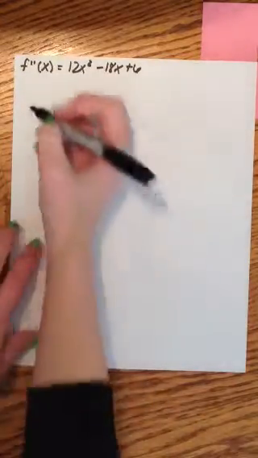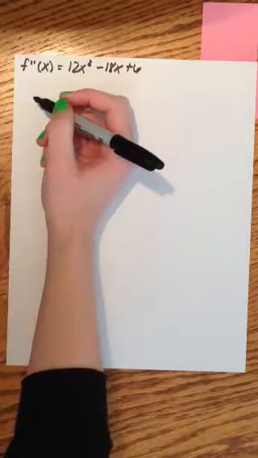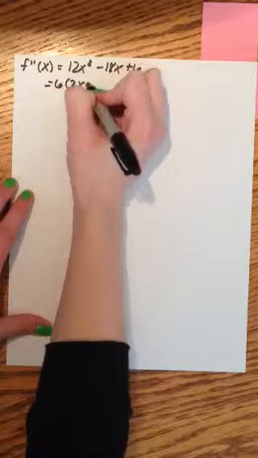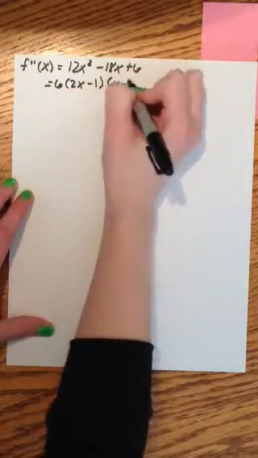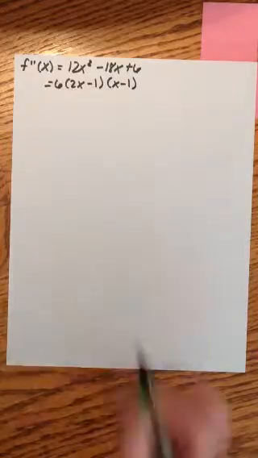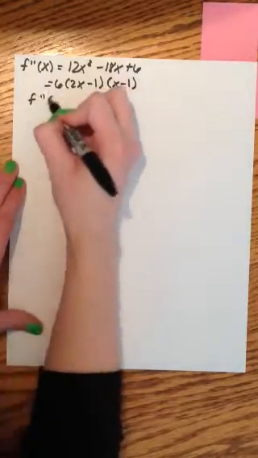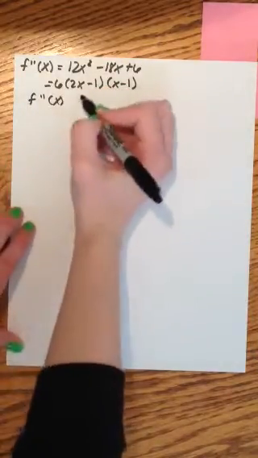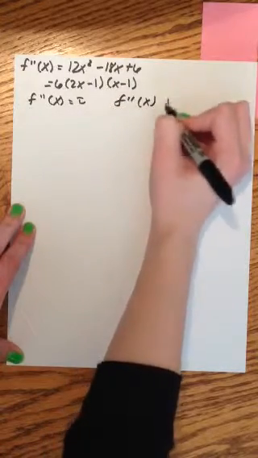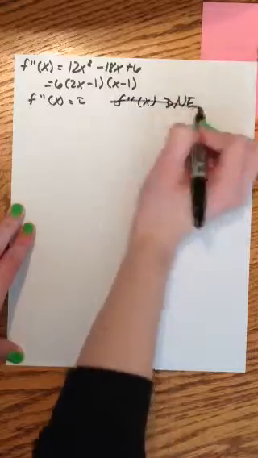That factors to 6 times (2x minus 1) and (x minus 1). So now we find where f double prime of x equals 0, and where f double prime of x does not exist. Well, it's a polynomial again, so it exists.